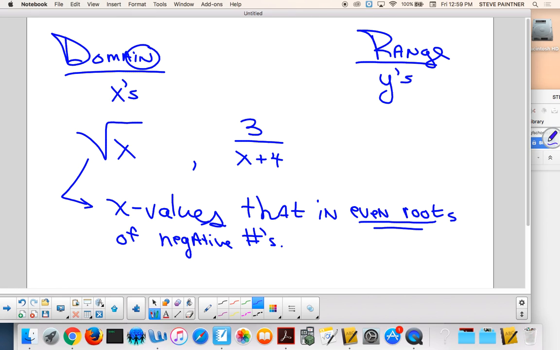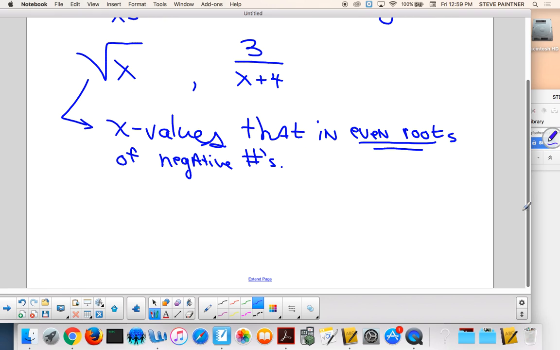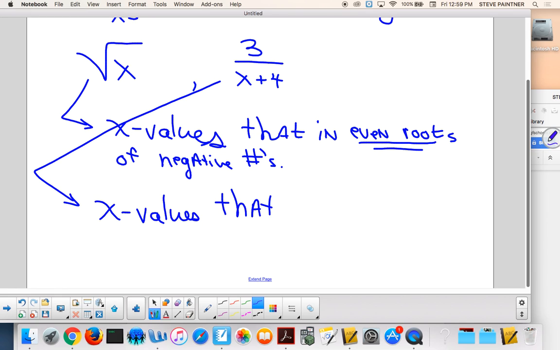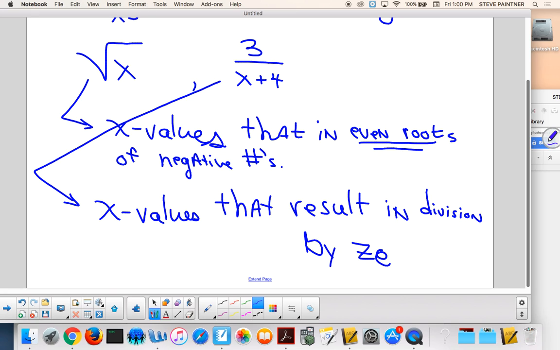Okay. So, when you write that restriction, you should say, watch here, any x values that result in division by 0. Division by 0 doesn't work. Good. That's it.